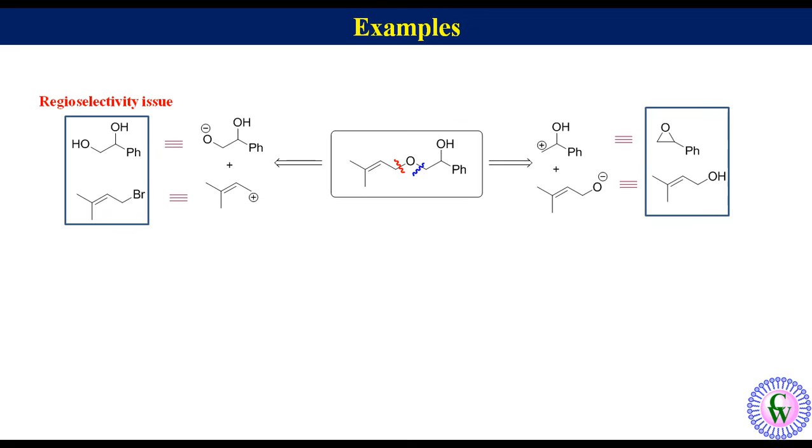Thus, the synthetic route will be reaction of allyl alcohol with sodium hydride to generate sodium alkoxide, followed by reaction of this alkoxide ion with styrene oxide to give the desired product.